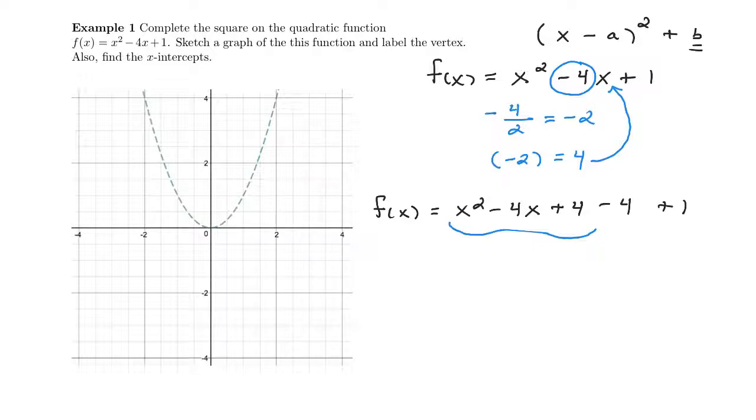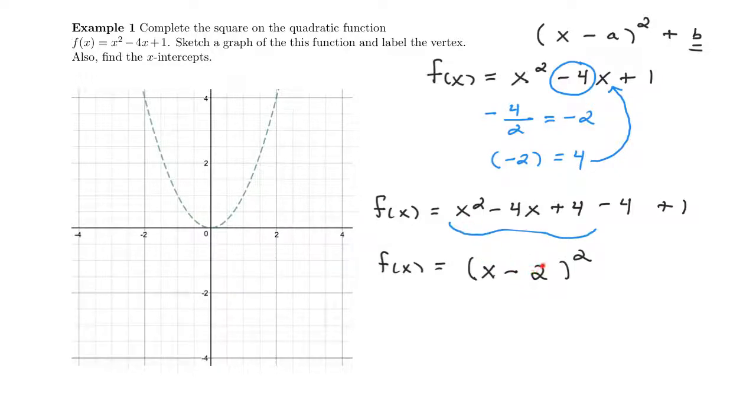Okay, so the second step is these three terms are now a perfect square. Let's figure out what that is. f of x is equal to, well, it's got to be x minus something squared. And actually that something is this other number that we generated, this -2.